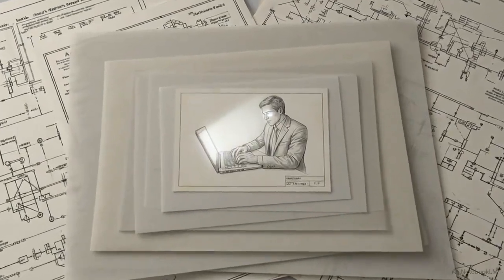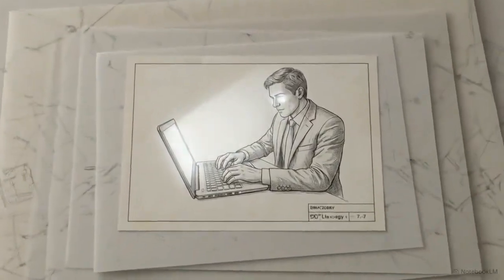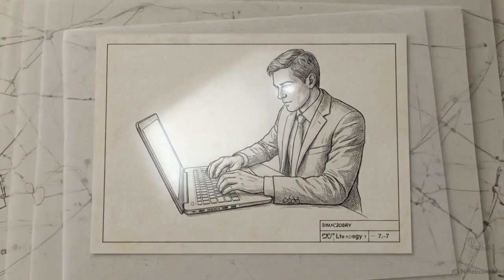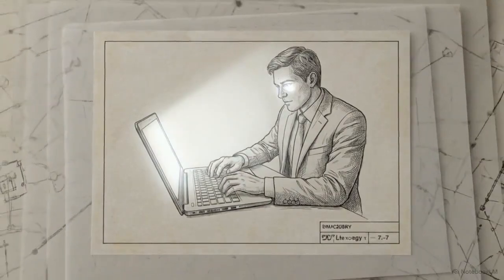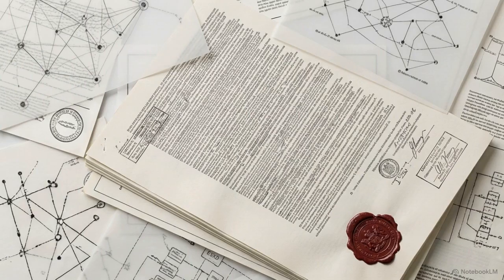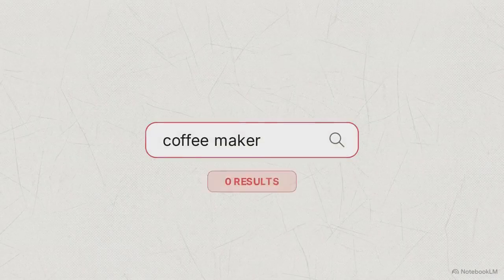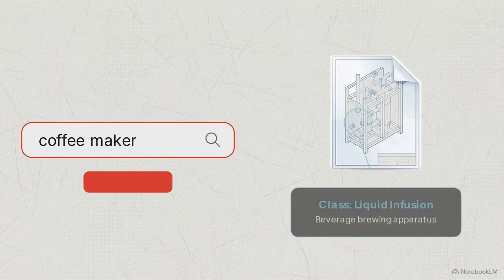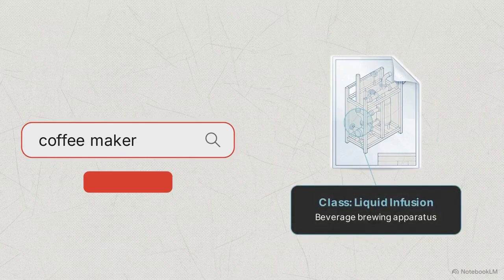You have an idea for a new product. You open a browser, type your idea into a search bar, and look for existing patents. Immediately, you encounter a terminology gap. While you might search for a coffee maker, patent attorneys draft documents using highly specific technical language. Your search query fails if the invention is cataloged under beverage brewing apparatus.